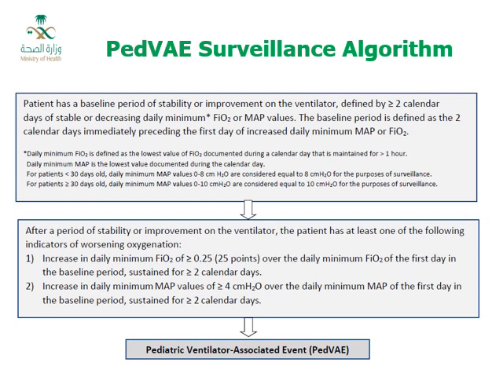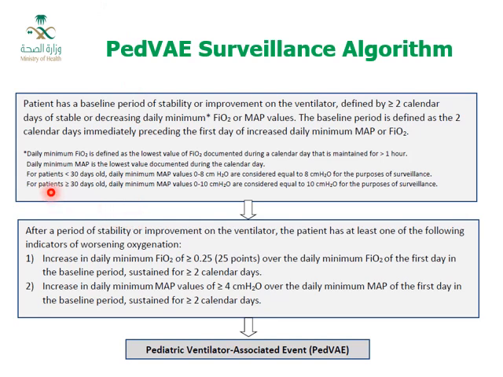So we define the FiO2. It is the lowest value of FiO2 documented during a calendar day that is maintained for 1 hour. So we will take the lowest value maintained for 1 hour every day, and this is the daily minimum FiO2. The daily minimum MAP is the lowest value documented during the calendar day. So the required 1 hour is not present here for the MAP in pediatric VAE.